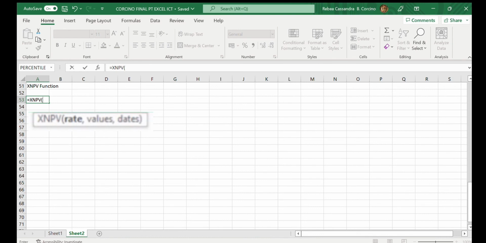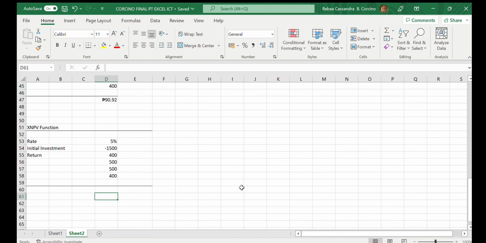So now let us have an example to help you widen your understanding about this last function that we'll be discussing for this session. So now, we will be using the same example as the NPV function, but we will be adding random dates for each value starting from the initial investment up to the last return. So let us say that the initial investment was made during the 9th of September, the year 2019. For the first return, let us say it was made at the 9th of September, 2020.